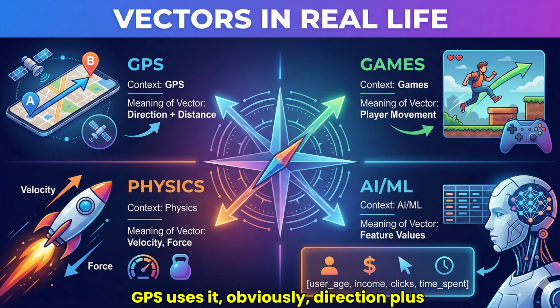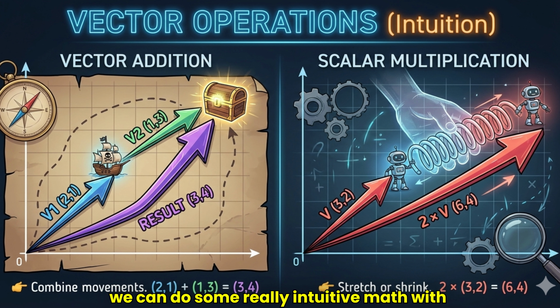Your GPS uses it, obviously. Direction plus distance. Game developers live by this stuff to move characters around. And in AI, this is where it gets really cool. A vector can represent a person, where each number stands for something like age, income, or movies they've clicked on. It's like a digital fingerprint, but instead of swirls, it's just a list of numbers. A vector. And the cool part is, we can do some really intuitive math with these things.